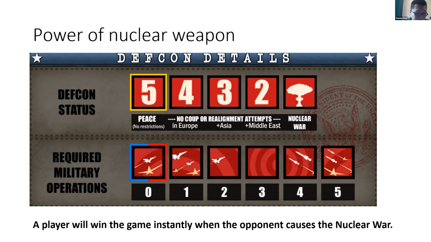Therefore, the power of nuclear weapons lies not in their destruction, but in their deterrence. You know, the rule of the game states that a player may also win the instant the opponent calls the DEFCON level to reach one. You know, if your opponent lets the nuclear war begin, you win, because you are the one who kept the peace.